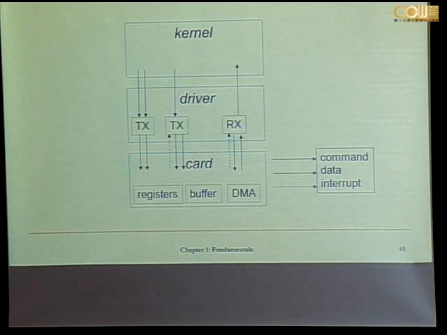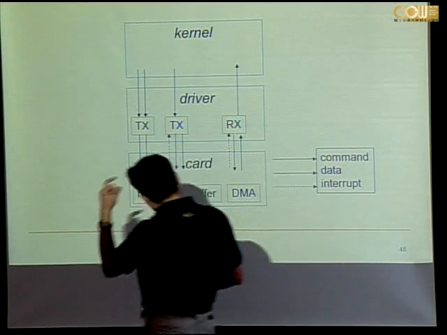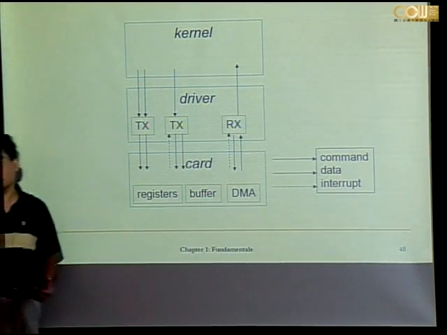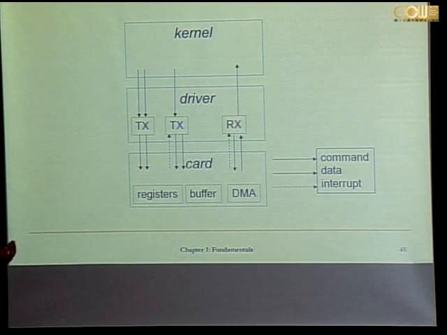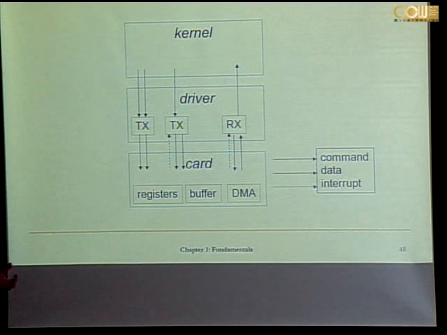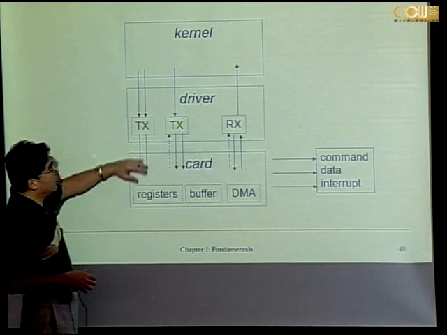Usually on the hardware, there are several things. One is the register and the buffer and also DMA. These are visible to the driver. And these are the interface for the driver to access. However, there are some other stuff, but not visible to the driver. So why does the driver need to know this?